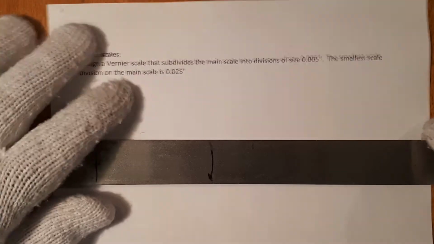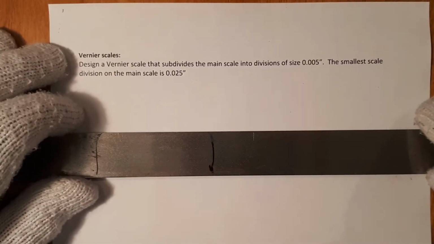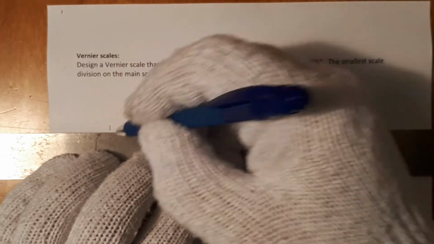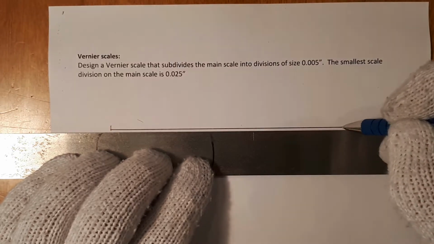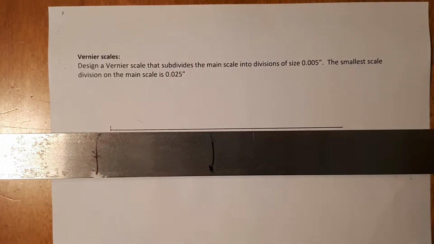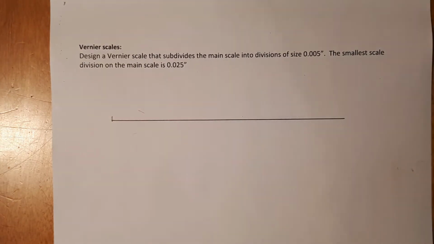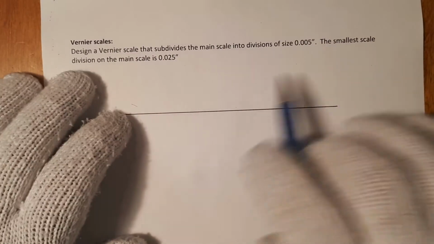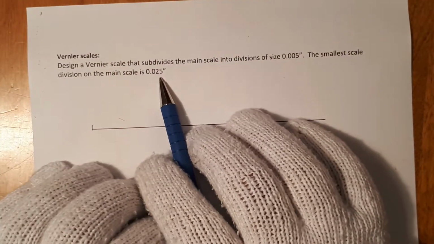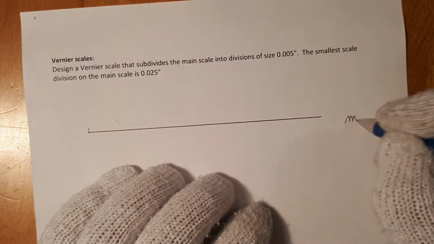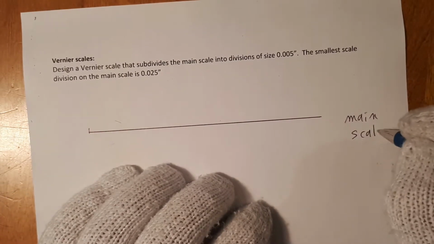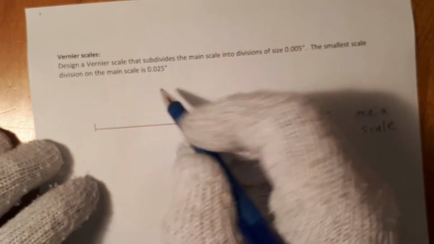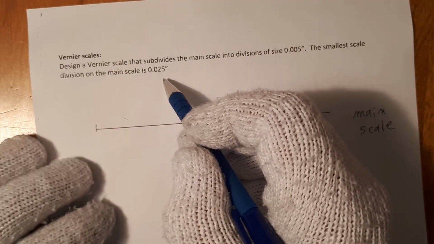We'll just draw a line. That's just for the sole purpose of drawing a line right here. Let's start here. And I'll just draw a straight line, and I'll end somewhere here. It says here, the smallest scale division on the main scale is to be 25/1000 of 1 inch. So we'll call this the main scale. And we're going to draw some increments on here. And each increment is going to have a value of 25/1000 of 1 inch.